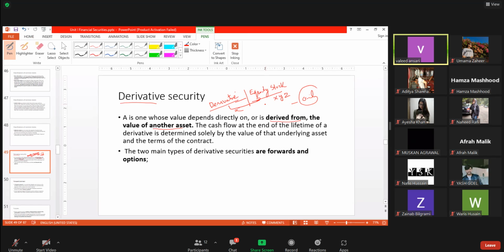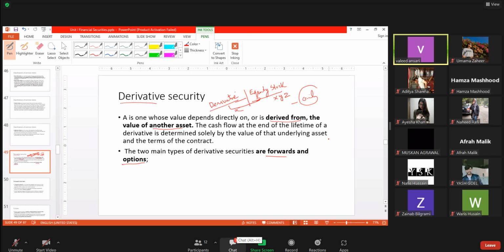If some investor wants a tailor-made financial portfolio, derivatives can help, but derivatives can also help in hedging and also for speculation in equities. Now there are two main types of derivative security. One is known as forward, another is known as options. These are two building blocks.